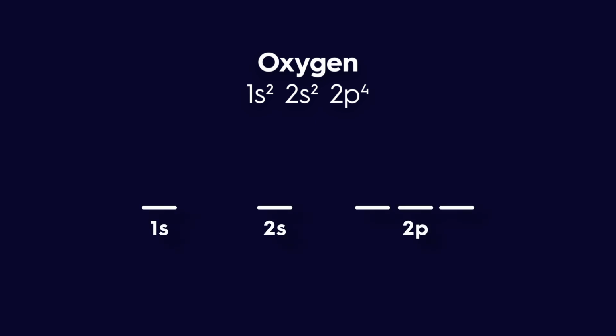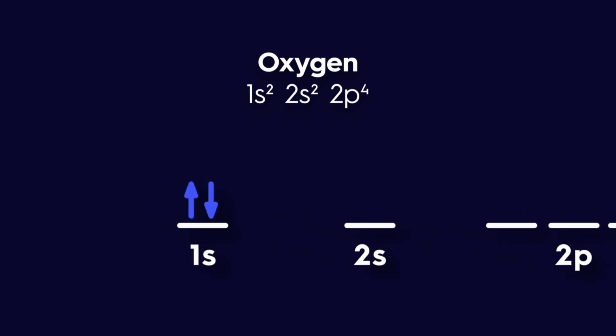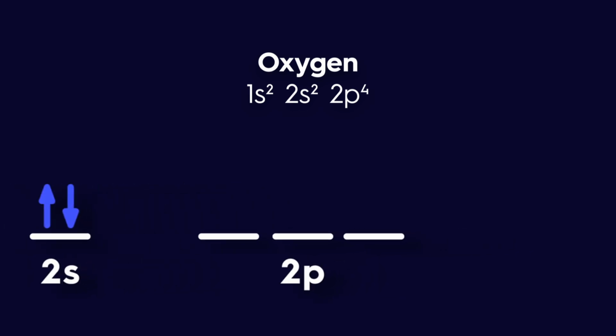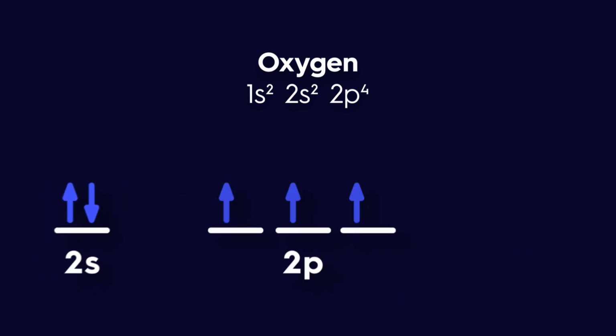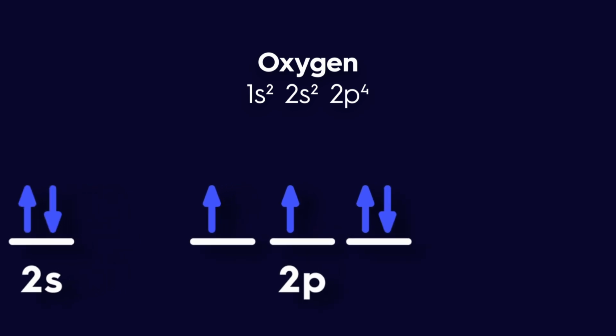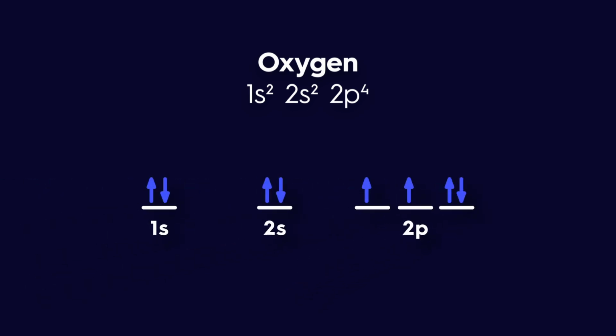Now, put this into practice with oxygen. Its electron configuration is 1s2, 2s2, 2p4. We first fill the 1s orbital, then the 2s, and then move into the 2p set. By Hund's rule, we place 1 electron in each of the 3 2p orbitals before pairing. This spreads electrons out and minimizes repulsion, so the result is 2 orbitals with a single electron each, and 1 orbital with a paired set.